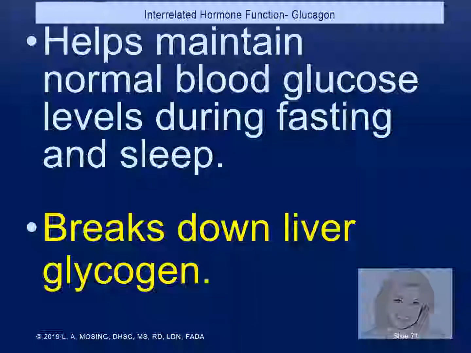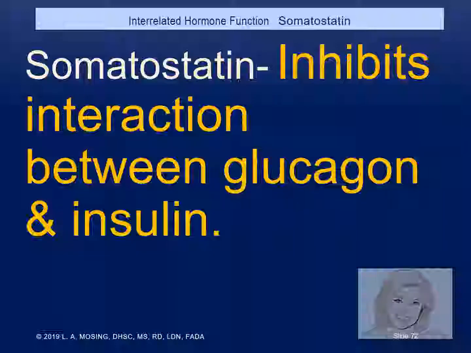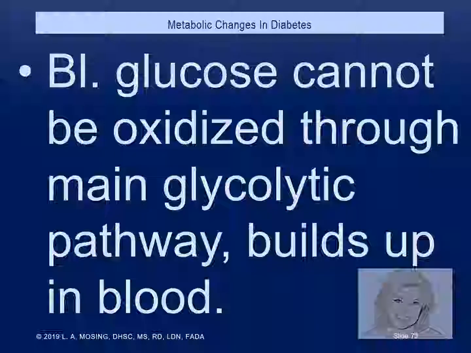Now, it also helps maintain normal blood glucose levels while we sleep or we're fasting. It also helps with the breakdown of liver glycogen. Everything needs to be kept in balance. So here's where the hormone somatostatin kicks in. It inhibits interaction between glucagon and insulin.